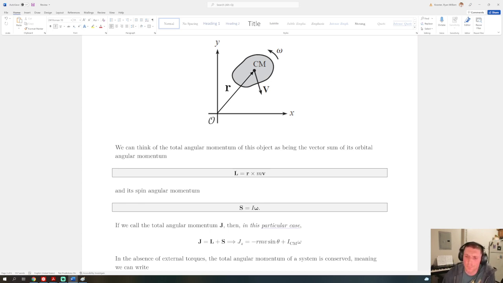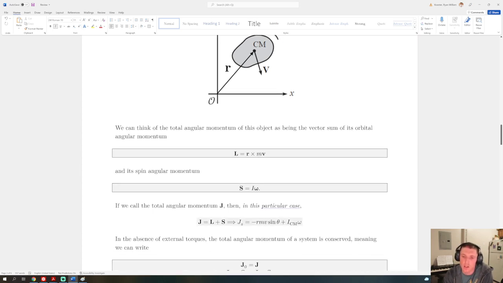And so for this particular example, this object, as we said, is moving down and to the right. Its center of mass is moving in the direction of this velocity vector, and it's also spinning counterclockwise. So if we wanted to write out the total angular momentum for this object, let's just focus on the z component because it only has a z component, and it's going to be given by negative RMV sine theta, right?